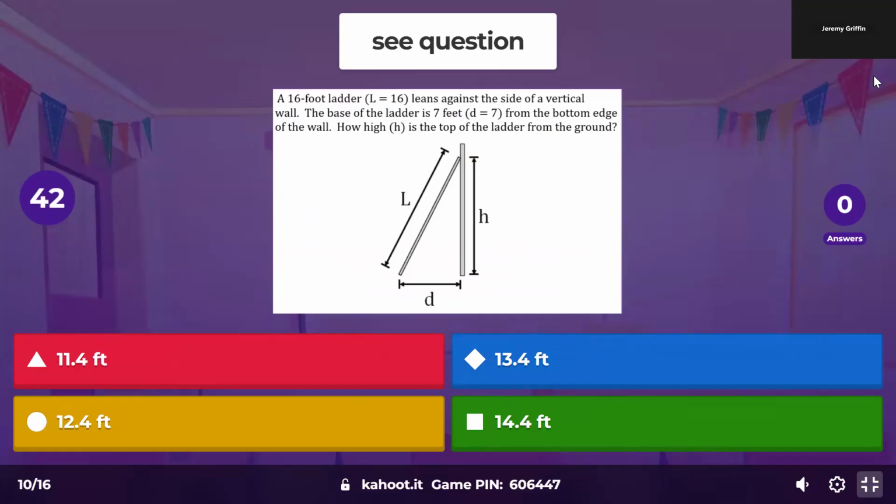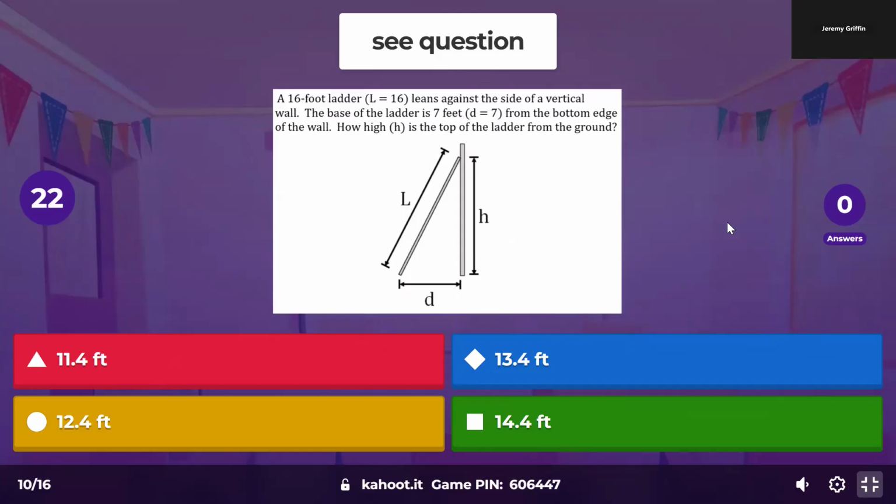A 16-foot ladder leans against a wall. The base of the ladder is 7 feet from the wall. What is the vertical position of the ladder on the wall? Yeah, you said Pythagorean? Sounds about right. Pythagorean.